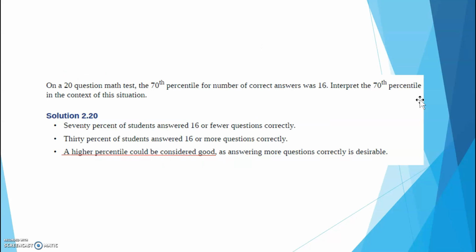Okay, on a 20 question math test, the 70th percentile for the number of correct answers was 16. Interpret the 70th percentile. Okay, so 70%, because of the 70th percentile, of students answered 16 or fewer. So 100 minus 70, 30. 30% of students answered 16 or more questions correctly. Here, you want more questions to be correct, so the higher percentile would be the best.